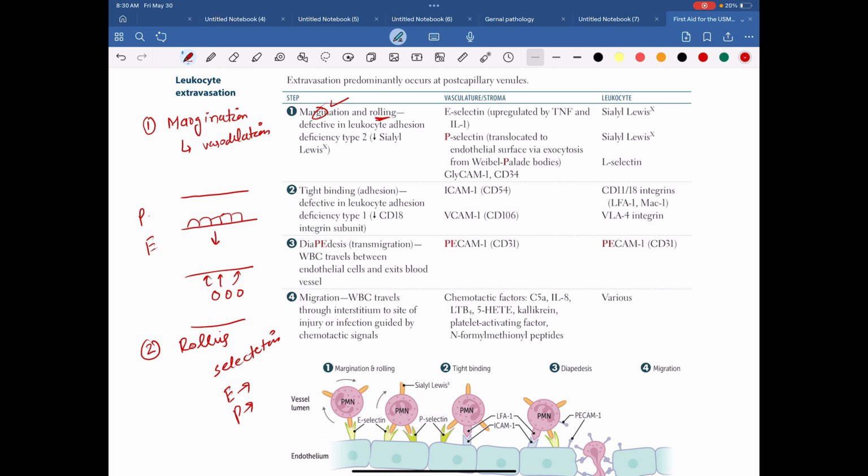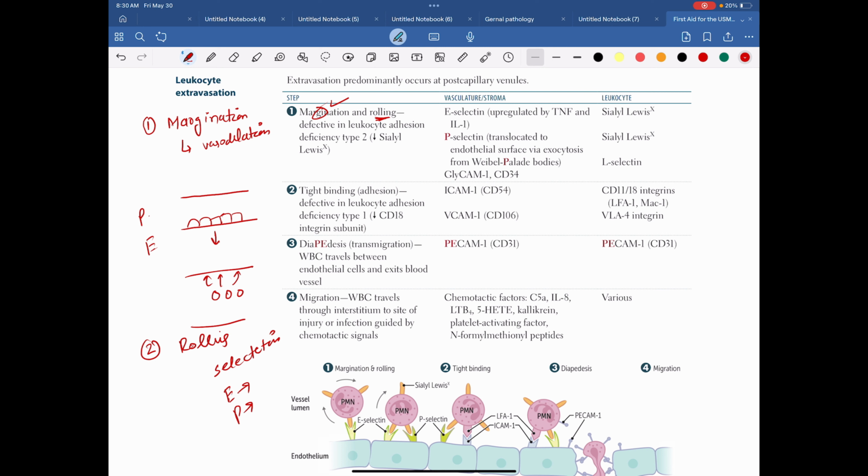Then after that we also have L-selectin. L-selectin is also present on the leukocyte. So in the second step, in the case of rolling, you just have to remember that we have different kinds of proteins that are going to help, like P-selectin and E-selectin. These selectins are present on the endothelial cell, and they will bind with the Selectin Lewis X on the leukocyte, which is going to help in rolling.